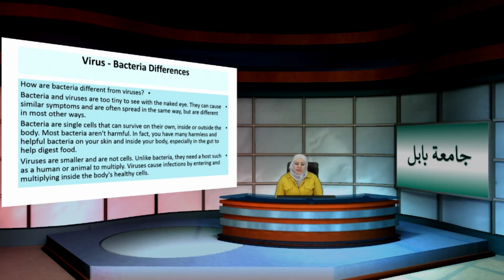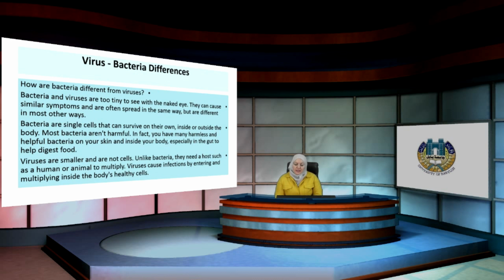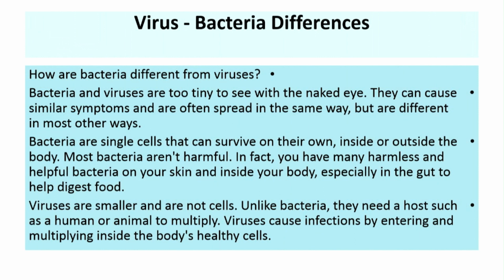Virus bacteria differences. How are bacteria different from virus? Bacteria and virus are too tiny to see with the naked eye. They can cause similar symptoms and are often spread in the same way, but are different in most other ways. Bacteria are single cells that can survive on their own, inside or outside the body. Most bacteria aren't harmful. In fact, you have many harmless and helpful bacteria on your skin and inside your body, especially in the gut to help digest foods.